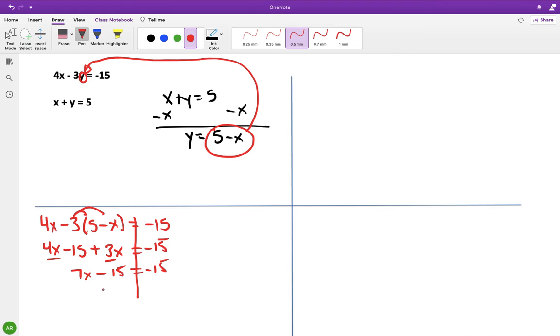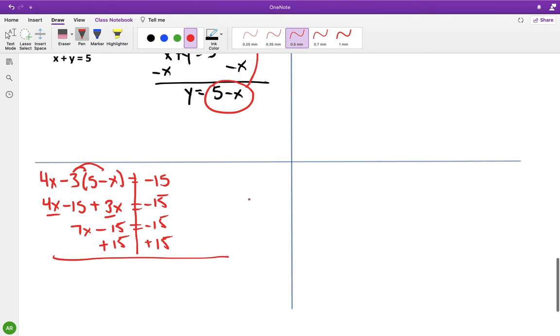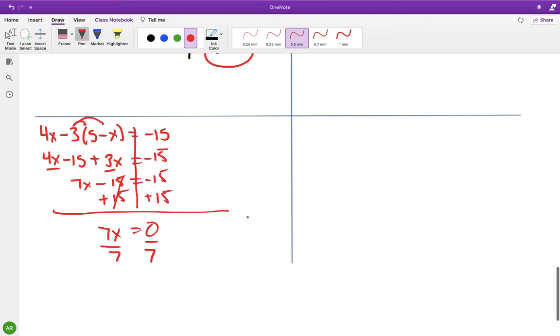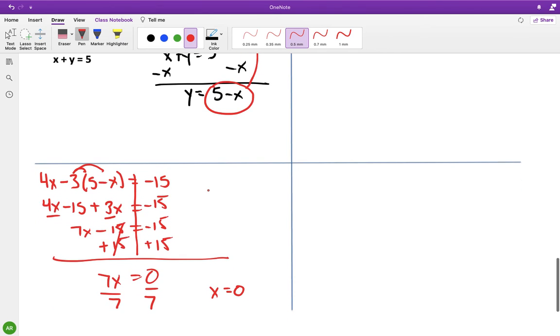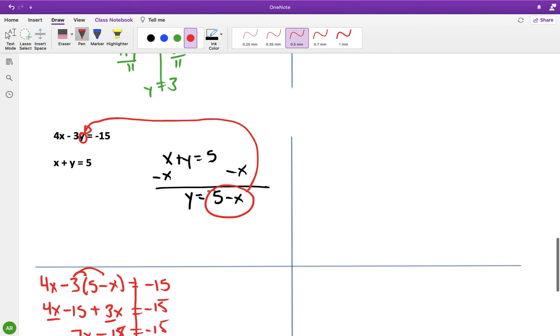Add 15 to both sides. Okay, so this goes away. 7x equals negative 15 plus 15 is 0. Divide everything by 7. X equals 0. That's convenient. 0 is really easy to work with. Okay, x equals 0. Yes, it can happen. Either one of the variables can equal 0. So if you see that, might do a quick check to make sure you did your work correctly. Chances are you're right, though.